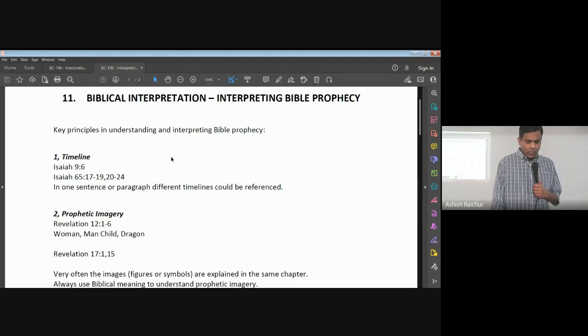Verse 20. No more shall an infant from there live but a few days, nor an old man who has not fulfilled his days. For the child shall die 100 years old, but the sinner being 100 years old shall be accursed. They shall build houses and inhabit them. They shall plant vineyards and eat their fruit. They shall not build and another inhabit. They shall not plant and another eat. For as the days of a tree, so shall the days of my people, and my elect shall long enjoy the work of their hands. They shall not labor in vain or bring forth children for trouble. They shall be the descendants of the blessed of the Lord, and their offspring with them.